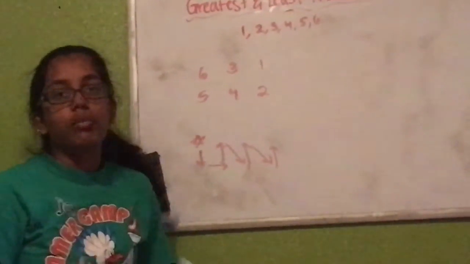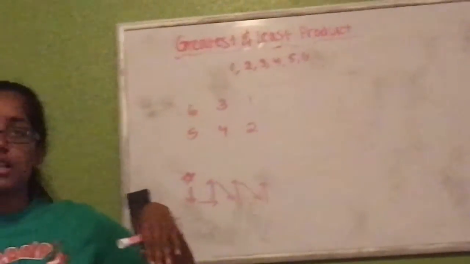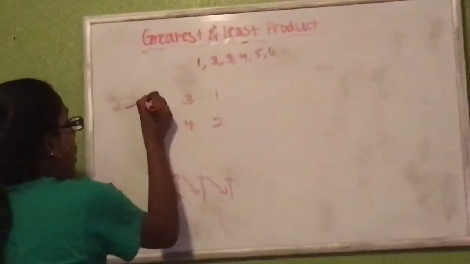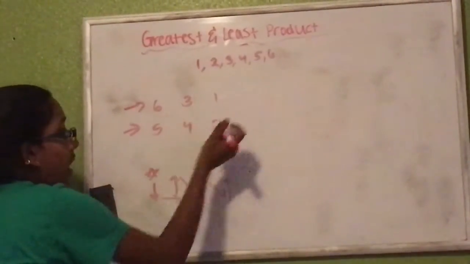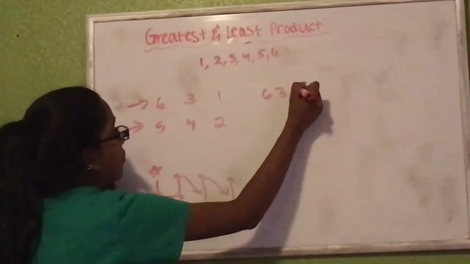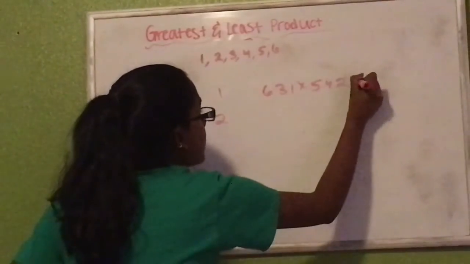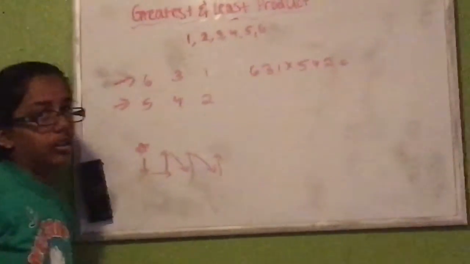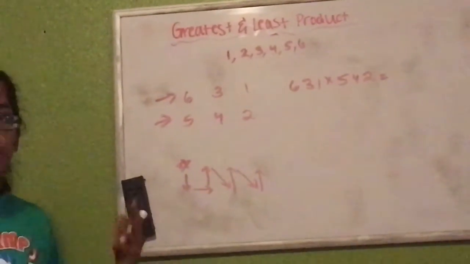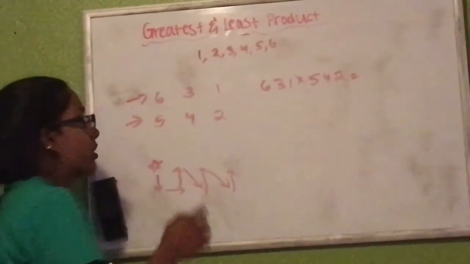So again, what I'm saying is you have to do it a few times to get a hang of which order that you place the numbers. But these are our 3-digit numbers, and you would multiply them. So you do 631 times 542 to get your greatest possible product. And I would multiply it, but it's not really necessary. The concept is what matters.